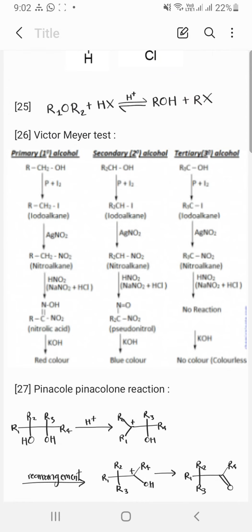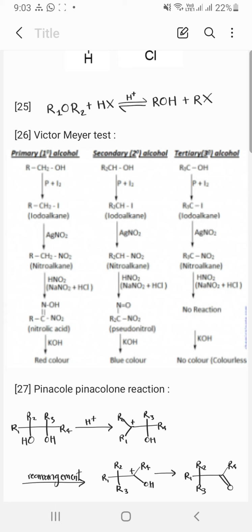Victor Meyer test. These things are important, all right? So RCH2OH, primary alcohol, you make the iodide. Okay, fine. You halogenate this thing, then AgNO2. Yes, AgI precipitates. So you form a nitroalkane from that. So in all three reactions, you are going to form a nitroalkane this way.